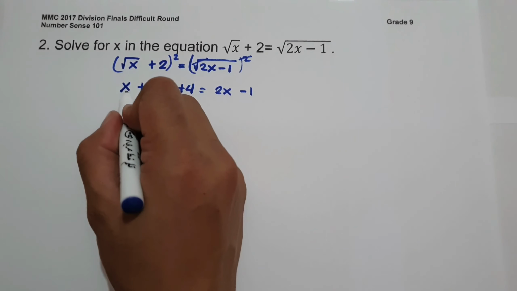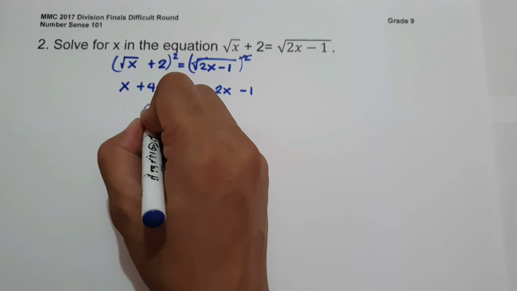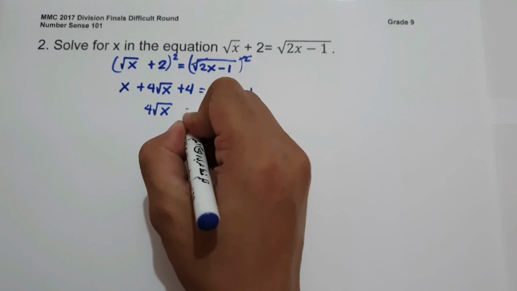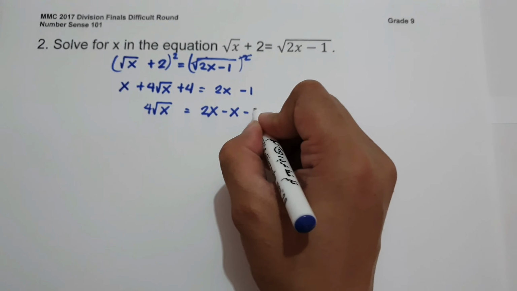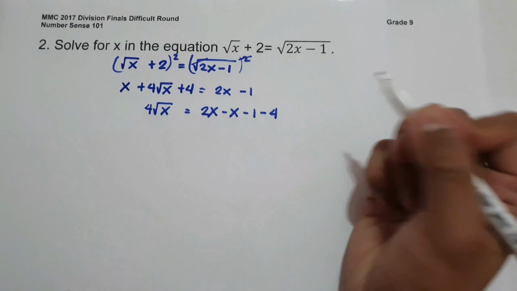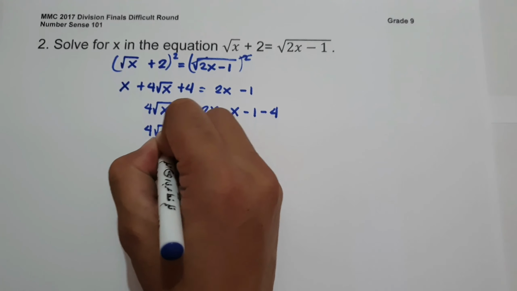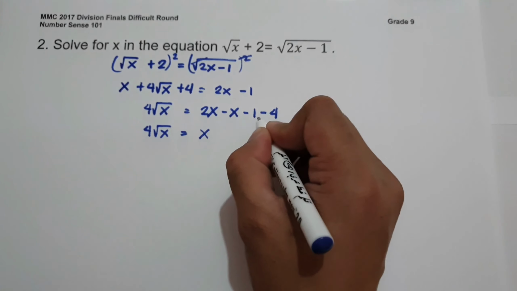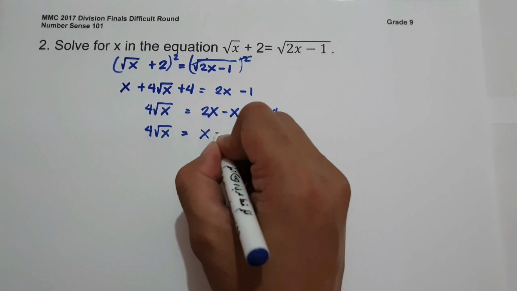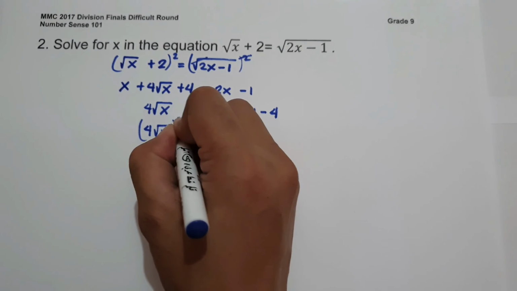And let us move x and 4 to the other side of the equation. Let us have 4 square root of x equals 2x minus x minus 1 minus 4. So let us simplify. Let us have 4 square root of x equals 2x minus x, which is x, negative 1 minus 4, that is negative 5. So let us square both sides of the equation.